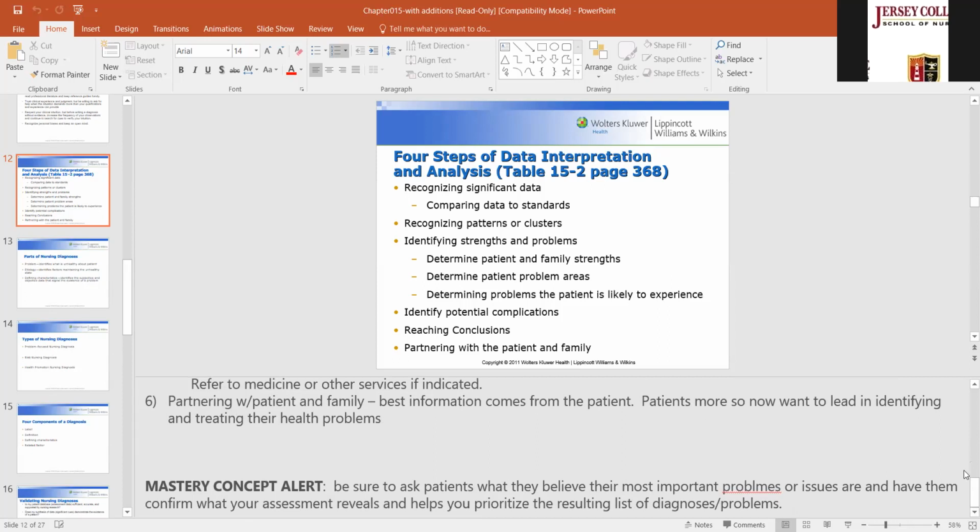So make sure that the patient understands what their most important problem or issue is, and that you tell them what your assessment reveals, and talk to them about the issue so that they understand what you're doing and why.